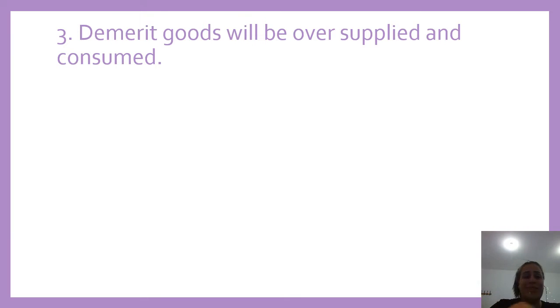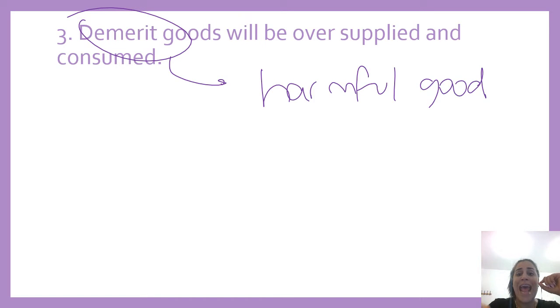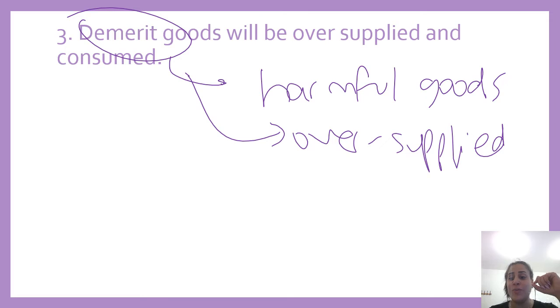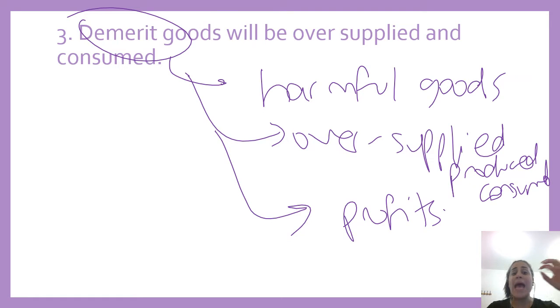What are demerit goods? Demerit goods are the opposite thing of merit goods. So when I'm talking about demerit goods, they do not benefit us. On the contrary, they are harmful goods. And these goods are always oversupplied. Why? Because to the private sector firms, it makes them make more profits because they are usually addictive substances. So no matter what the price, the consumers will keep on buying these products. Okay? So you got to remember that they are oversupplied, where I can say they are overproduced and therefore consumed as well.